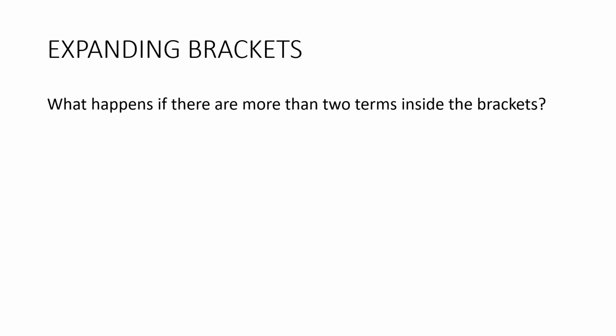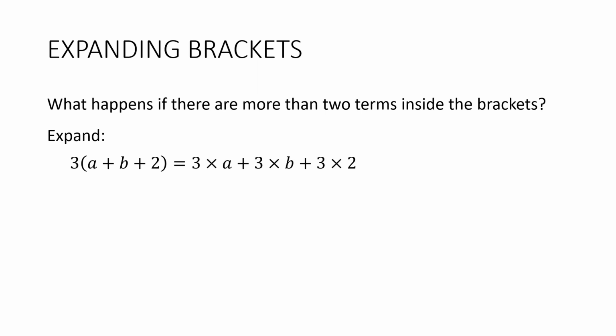What happens if there's more than 2 terms inside the brackets? Well, it actually doesn't matter. We're going to do 3 lots of a, and then 3 lots of b, and then 3 lots of 2. Like this. And then we're going to tidy it up. So this is going to become 3a plus 3b plus 6.